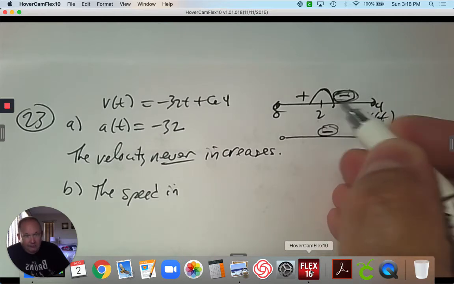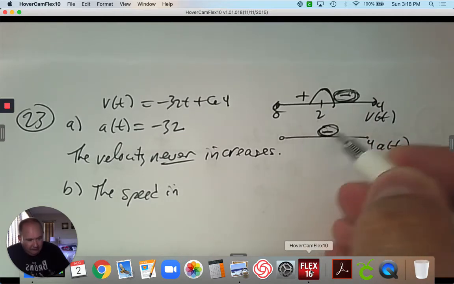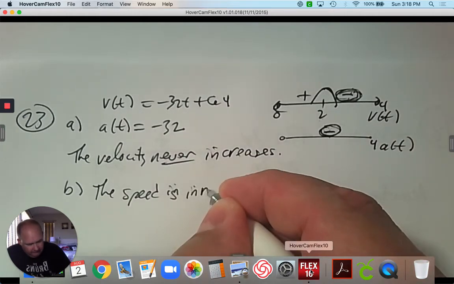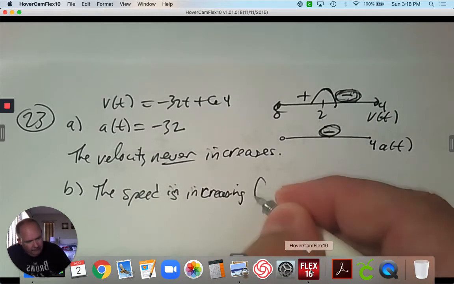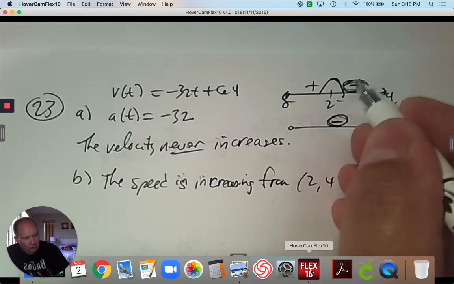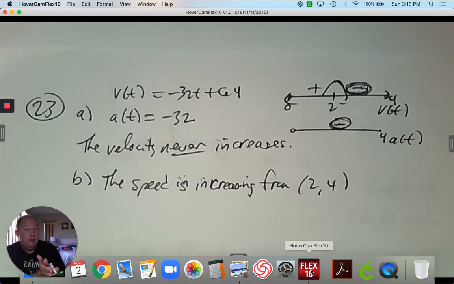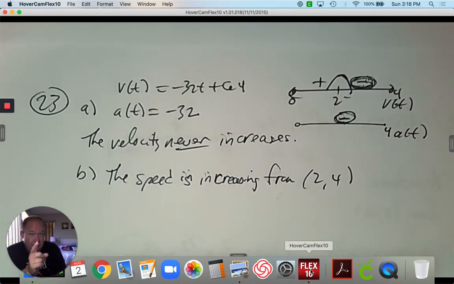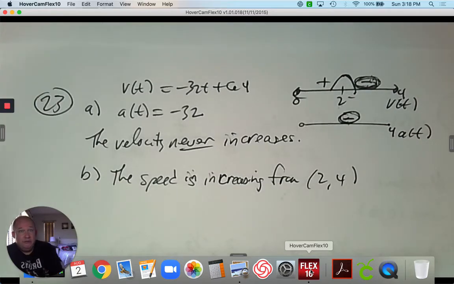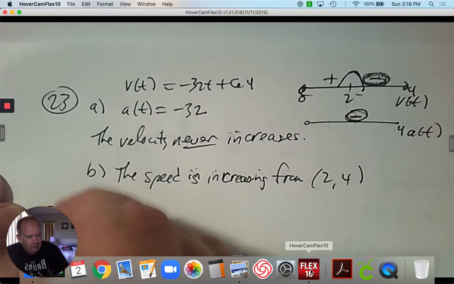And this is telling me the direction and that it's going faster and faster as it's hitting the ground because the signs are matching. So the speed is increasing from 2 to 4. So from 2 to 4, the signs match. For speed, speed is increasing when the signs match. Both could be negative or both could be positive. If it's talking about velocity increasing, then we're only looking to see when the acceleration is positive. And in this example, the acceleration is never positive. All right, 24.